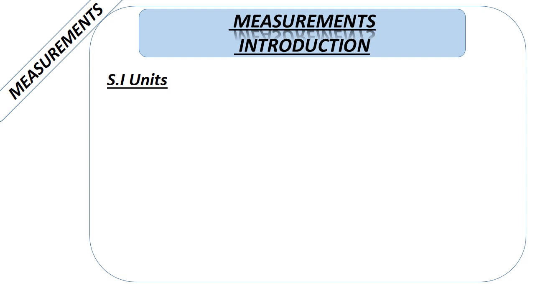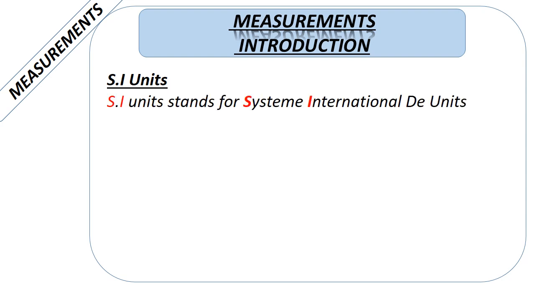So SI stands for Système International d'Unités. Of course, the way I'm pronouncing it must be wrong. This must be French. So SI is Système International, which means International System of Units.